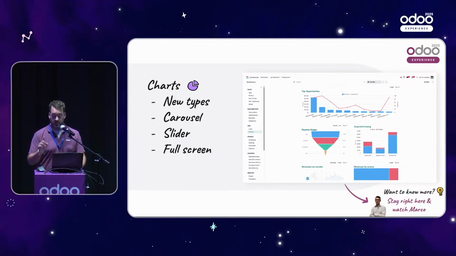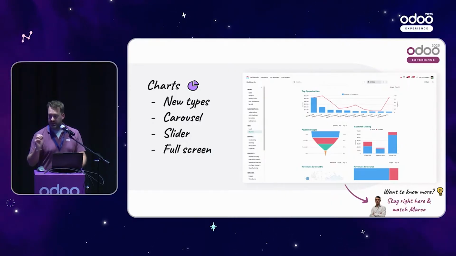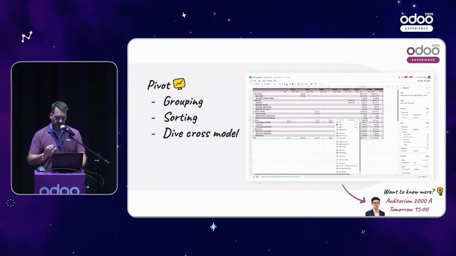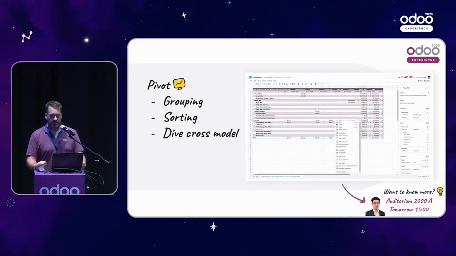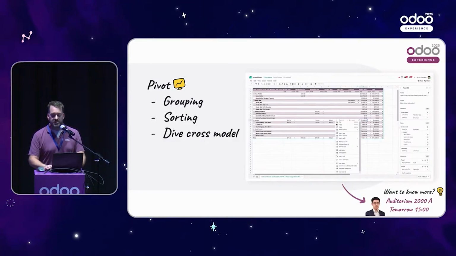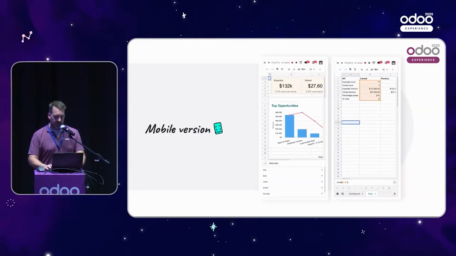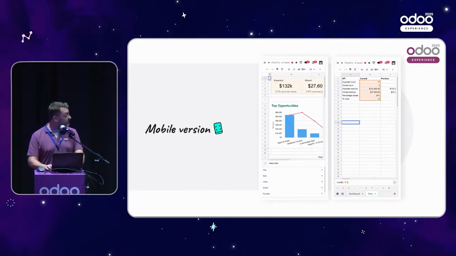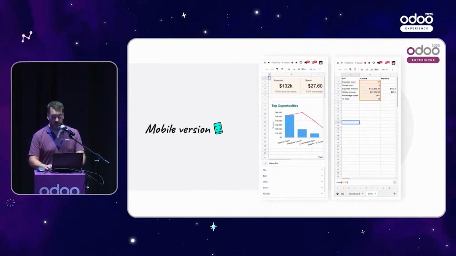So as I mentioned, Marco will explain a bit more about charts right after me. Then in terms of pivot, we improved the dynamic pivot a lot again. So by allowing the grouping, the sorting, I showed you that in the dashboard. And you can now dive cross-model. I'm fairly certain for those who are in charge of creating dashboard, it will allow you to save a lot of time. I didn't show you that, but it's available. It's been requested for quite a lot of time.